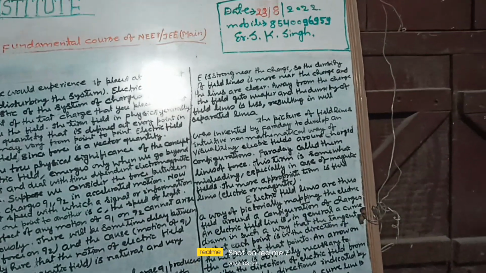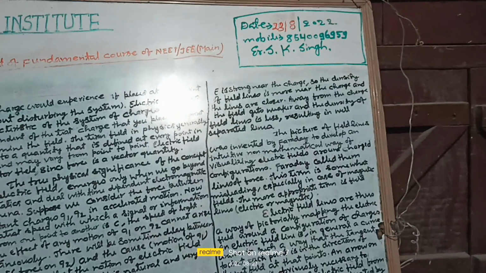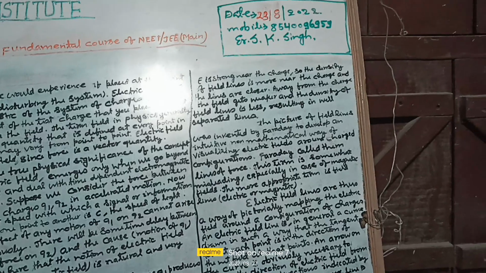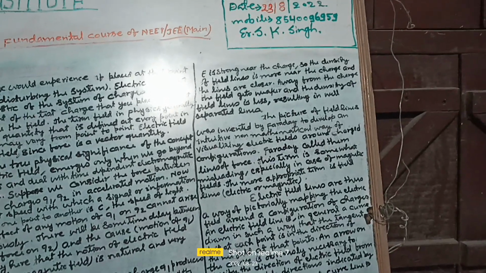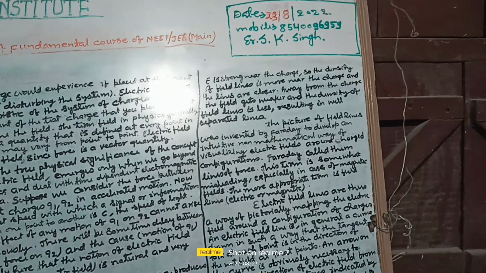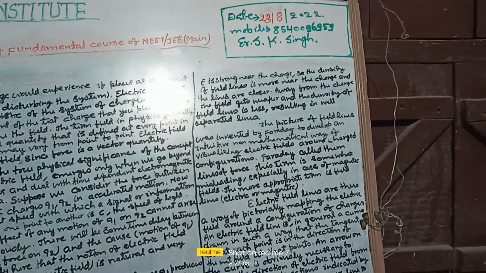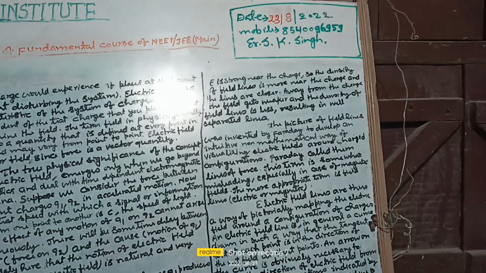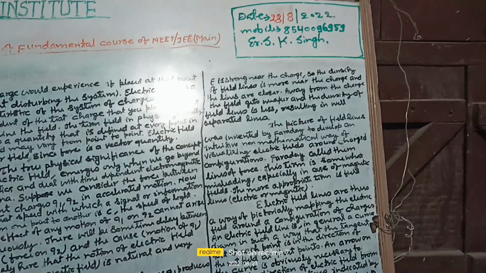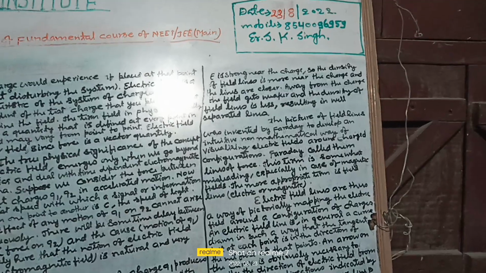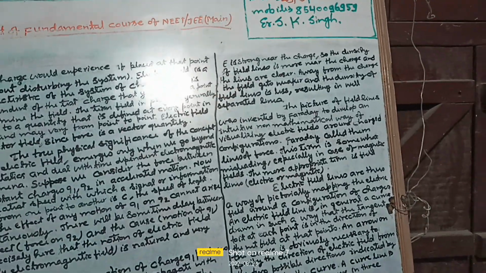Away from the charge, the field gets weaker and the density of field lines is less, resulting in well separated lines. The picture of field lines was invented by Faraday to develop an intuitive, non-mathematical way of visualizing electric fields around a charge configuration. Faraday called them lines of force. This term is somewhat misleading, especially in the case of magnetic fields. The more appropriate term is field lines, electric or magnetic.